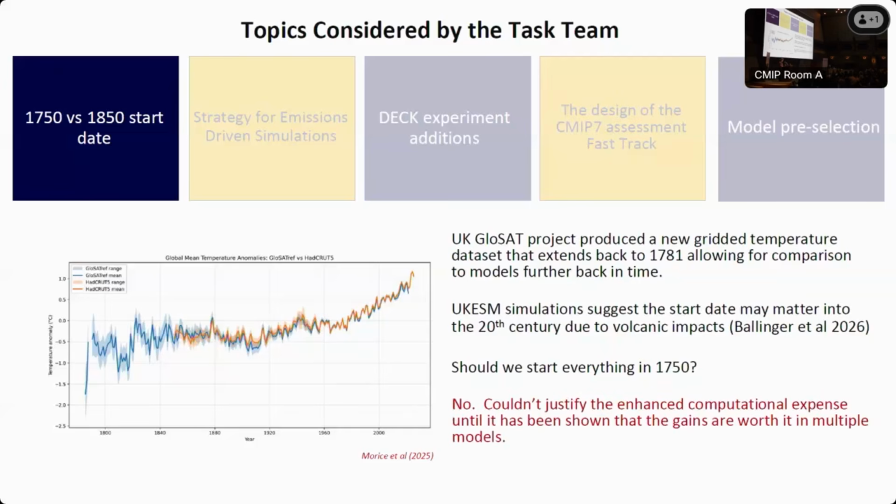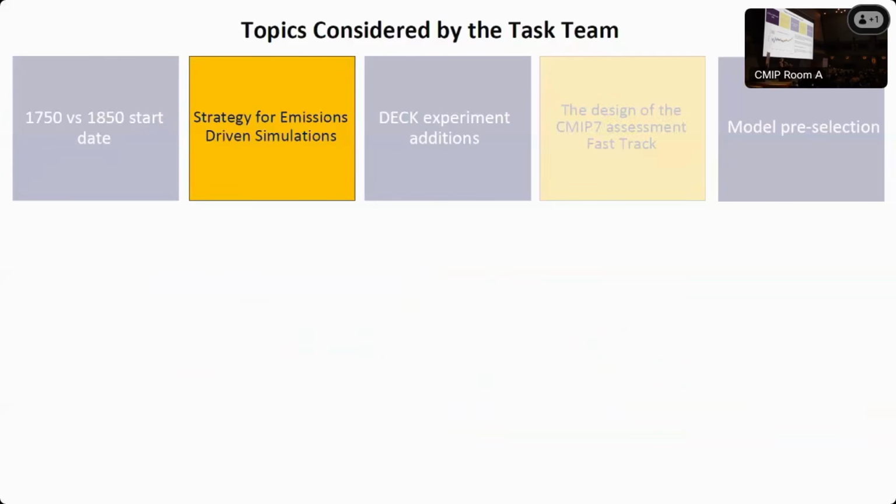And so this was discussed. We decided we couldn't really justify the additional computational expense of that extra 100 years until it had really been shown by more modeling groups that the benefits of doing that really outweighed the computational expense.